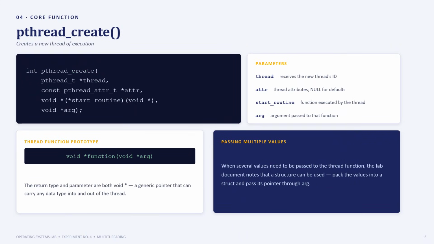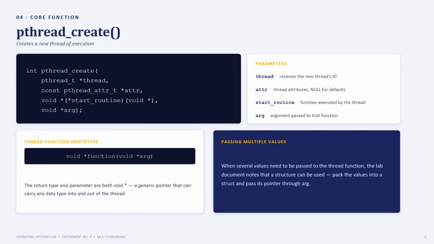Now let us understand the most important function, that is pthread_create. See the function signature on the screen. int pthread_create takes 4 parameters. First parameter is thread, a pointer. This will receive the ID of the new thread. Second parameter is attr, thread attributes. If you don't want anything special, we simply give NULL. Third parameter is start_routine. This is a function which the thread will execute. Fourth parameter is arg. This is the argument we want to pass into that function.